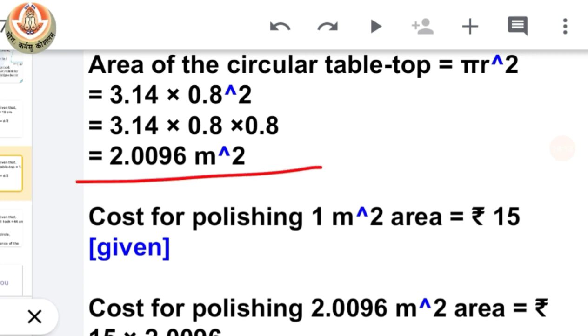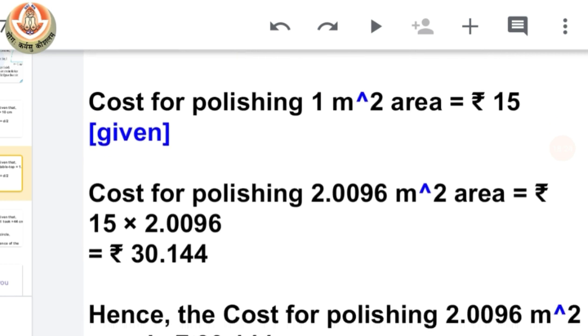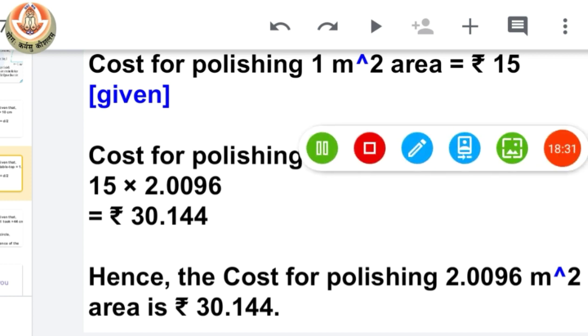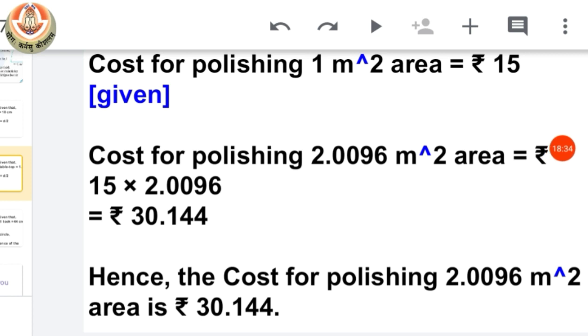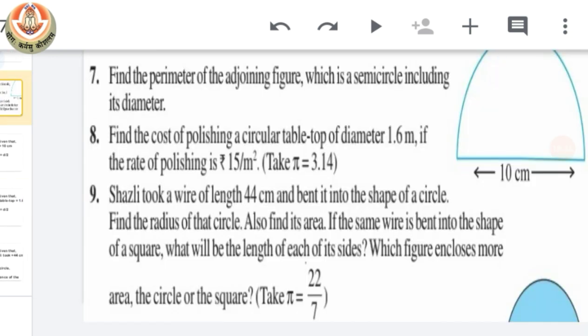Now if the cost of polishing is rupees 15 per meter square, so the cost of polishing 2.0096 meter square will be 15 into 2.0096, that is rupees 30.144. Okay. Now let's move on to the last question of today's class, which is question number 9.